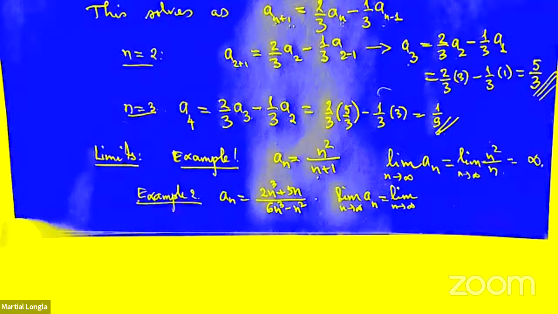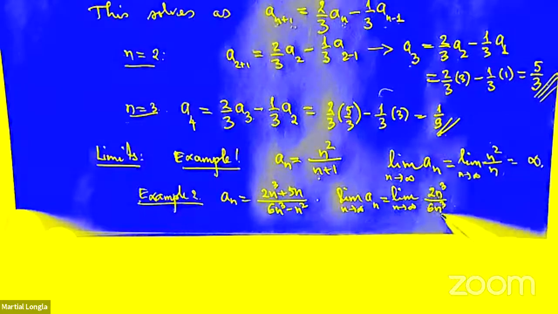So what would be the ratio in this case? For this sequence, what ratio should I take to get the limit? It should be the highest powers of n. So would it be 2n cubed over 6n cubed? Great, that's it. Thank you.